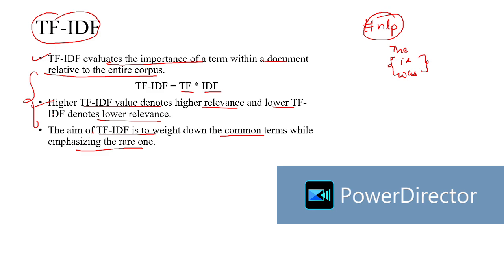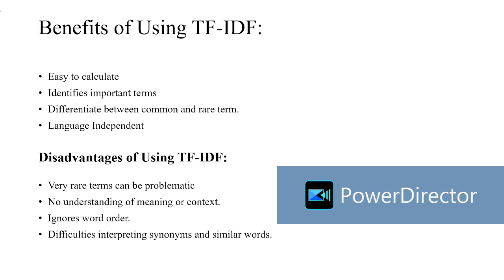So what is TF, what is TF-IDF, and what is IDF? The benefit of using TF-IDF is that it is easy to calculate, identifies important terms, and differentiates between common terms and rare terms, like we have seen, and it is language independent. The disadvantage of TF-IDF is that very rare terms can be problematic. If our documents contain very rare terms, it can be problematic.